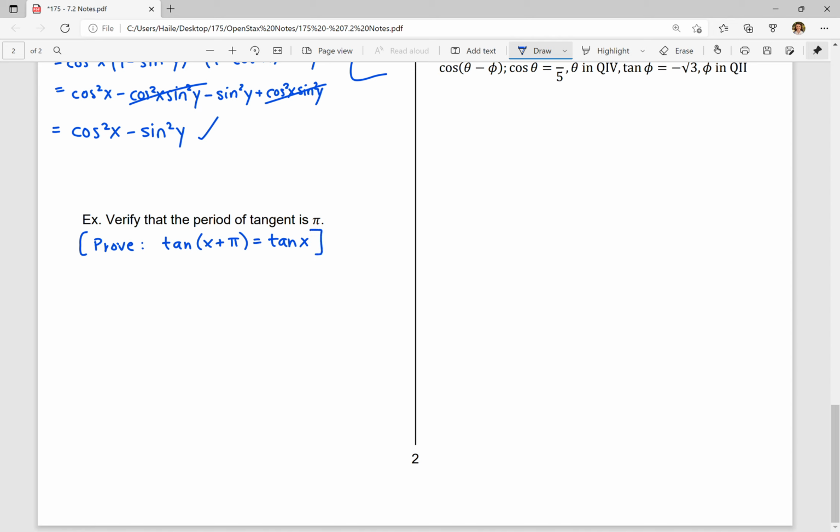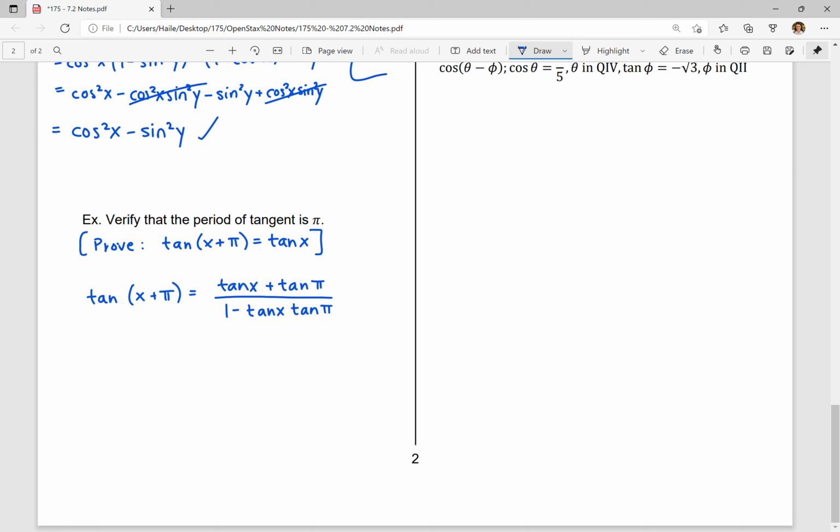So the more complicated side of this identity is probably the tangent of x plus pi on the left. So that's what I'm going to start with. So I'm going to say tangent of x plus pi is equal to tangent of x plus tangent of pi divided by 1 minus tangent of x times tangent of pi.